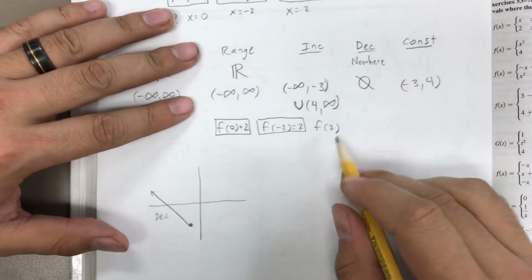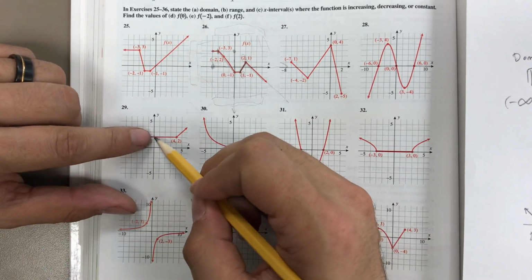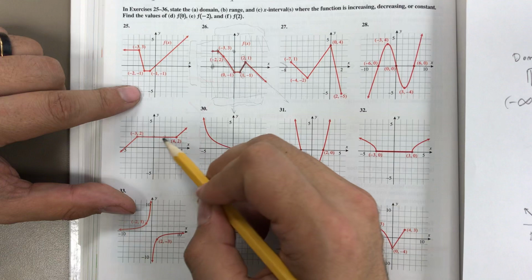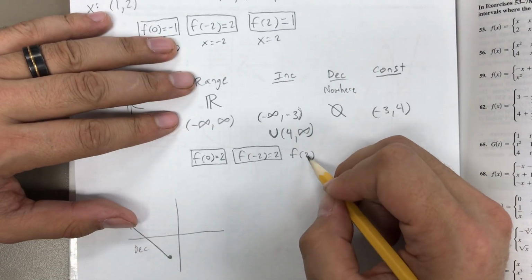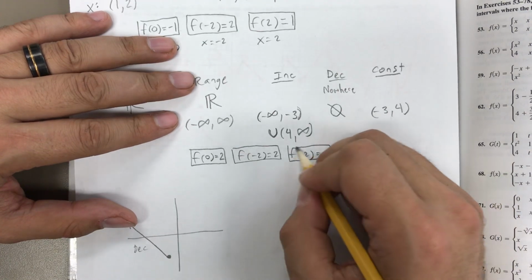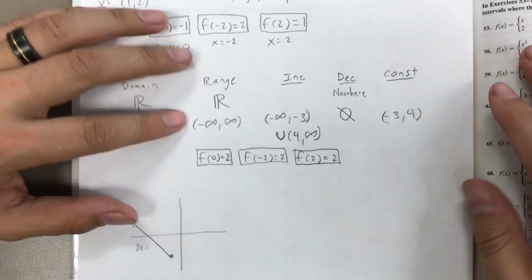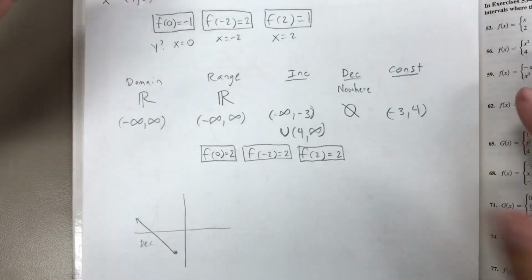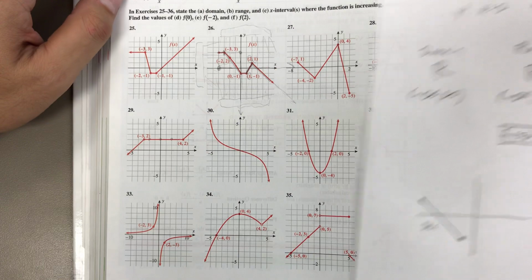Now let's see what happens with f of 2. We go over to when x is equal to positive 2, and it looks like it's still part of that constant line. So when f of 2 is calculated, it's going to be equal to 2 as well. So those are all three of the values that we're going to get from here. And that's it. That's part A, part B, part C, part D, part E, all that stuff. And that is, yep, that's it. Okay.